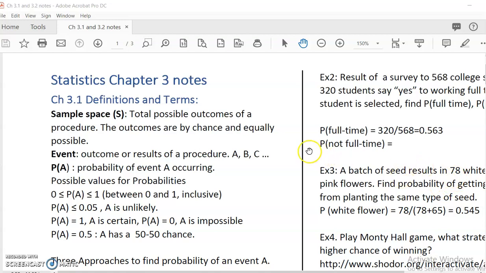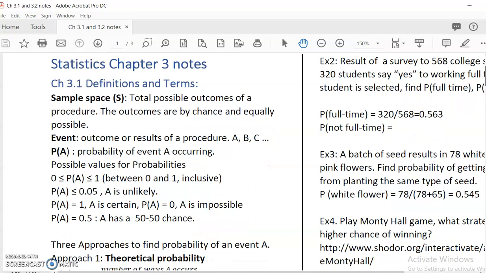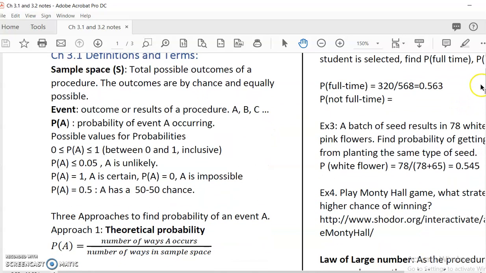And to find probability, we are interested in counting the number of outcomes in the sample space. So we are not interested in what the outcome is, but how many possible outcomes there are. The second term is event. An event is the outcome or a result of a procedure.